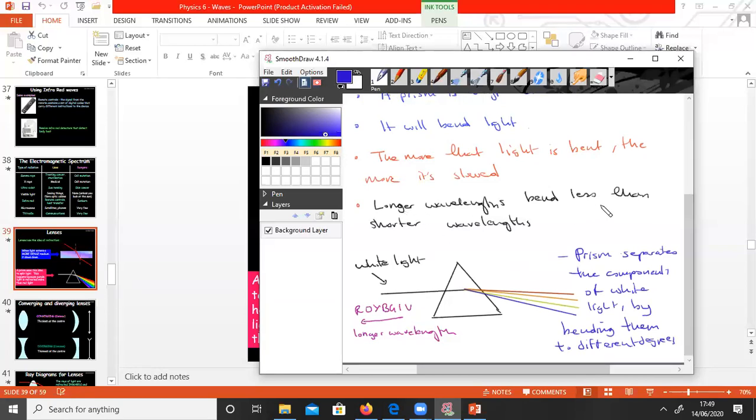And why is that? Because the longer wavelengths will bend less. We can look at this and use it to explain that. The longer wavelengths like red will bend less. The shorter wavelengths will bend more. And therefore white light, which is made up of different colors, has the different parts bent by a prism to different amounts, because that's what the prism does. It bends things. And this is how you separate white light.